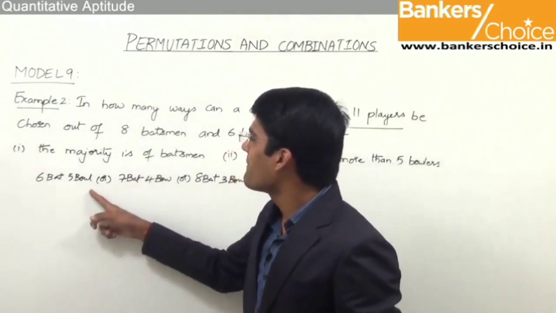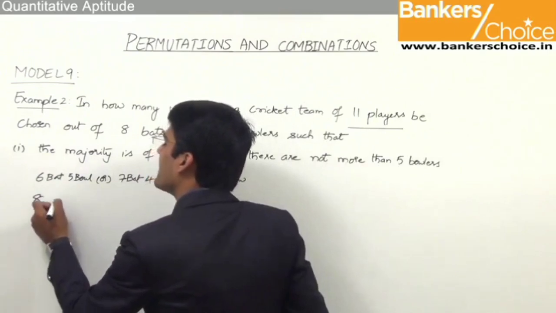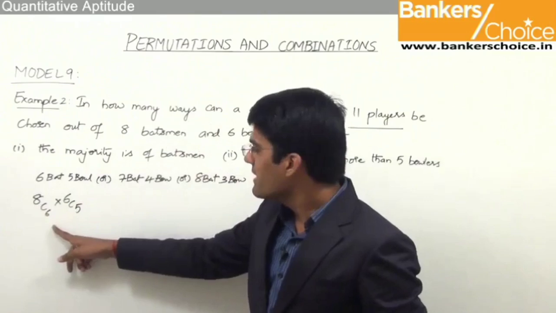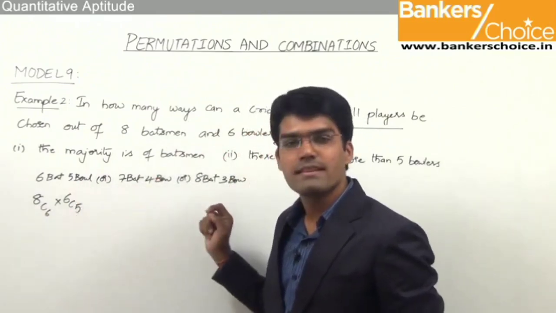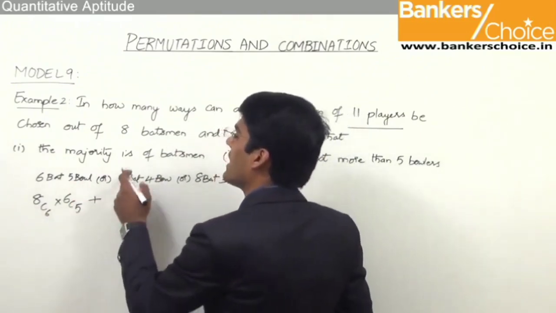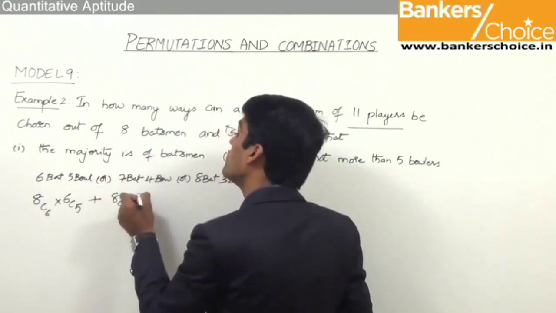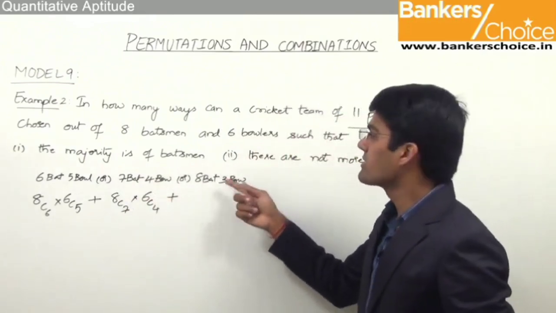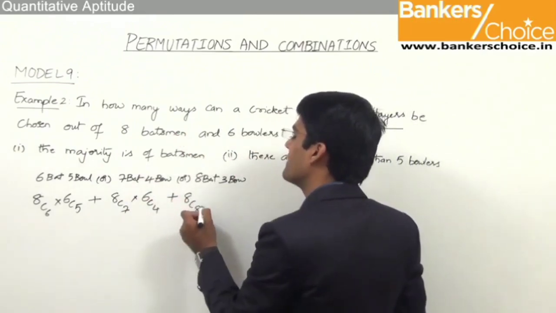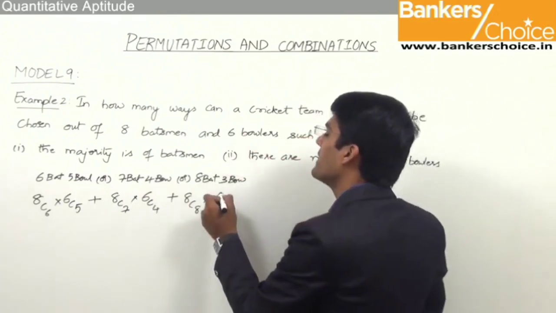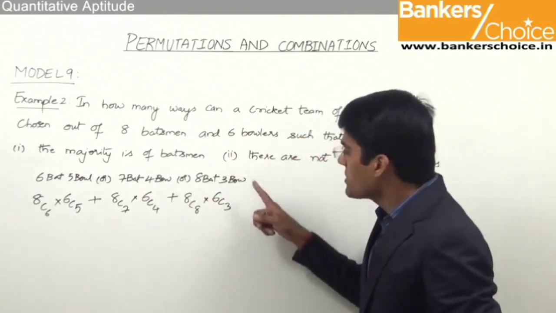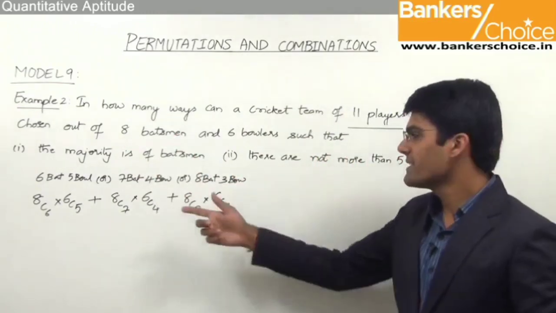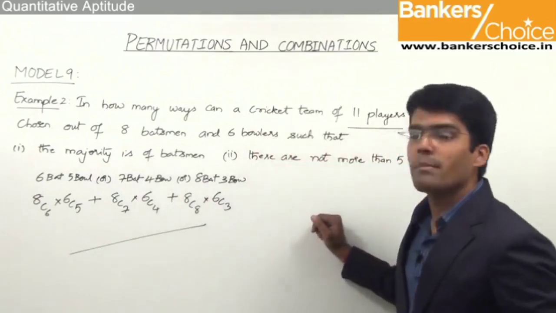Now 6 batsmen and 5 bowlers can be done in 8C6 into 6C5. Why? Because there are total 8 batsmen, we need to select 6, and total 6 bowlers, we need to select 5. So 8C6 into 6C5 plus 7 batsmen out of 8 can be done in 8C7 into 4 bowlers out of 6, that is 6C4. And finally 8 batsmen or 3 bowlers. 8 batsmen can be selected out of 8 in 8C8 ways into 3 bowlers out of 6 can be done in 6C3 ways. And as I've mentioned, we cannot go for more than 8 batsmen. Why? Because total what we have here is only 8 batsmen. So we can say that this is the answer for the first condition, that is the majority is of batsmen.